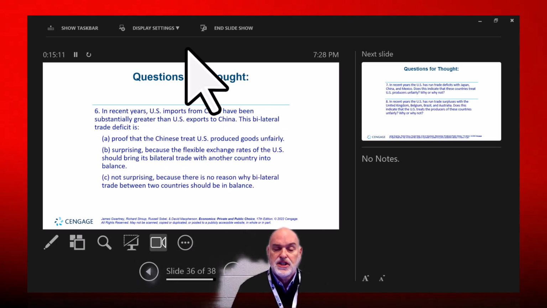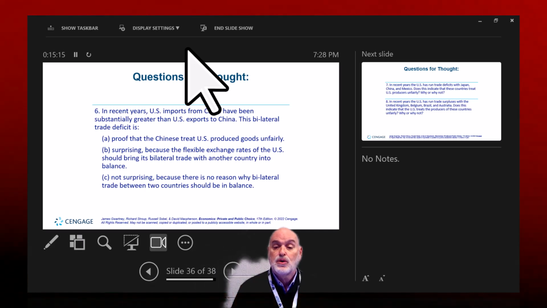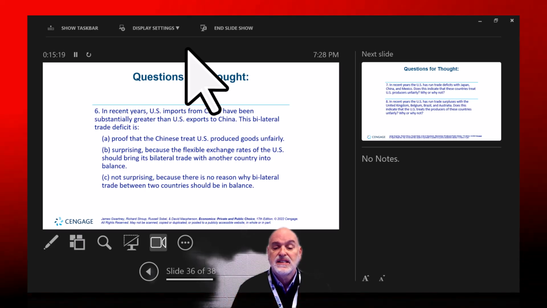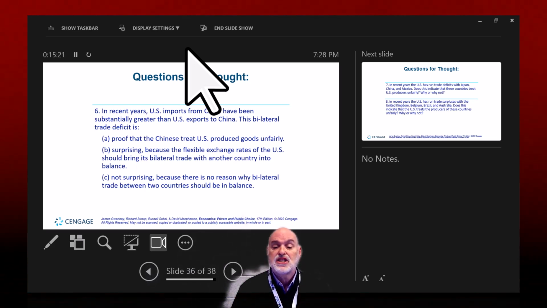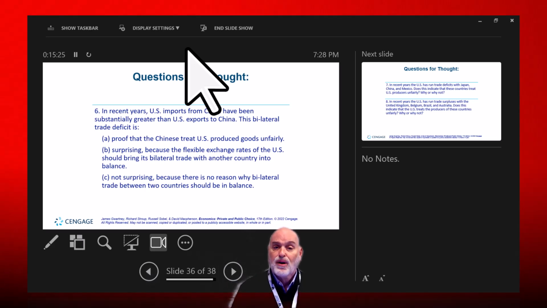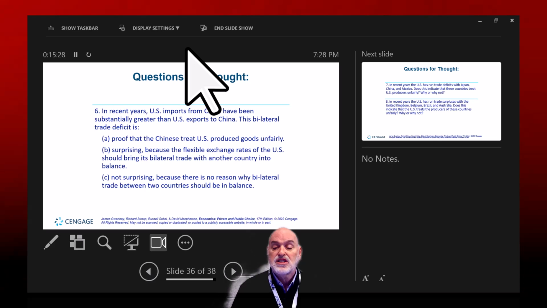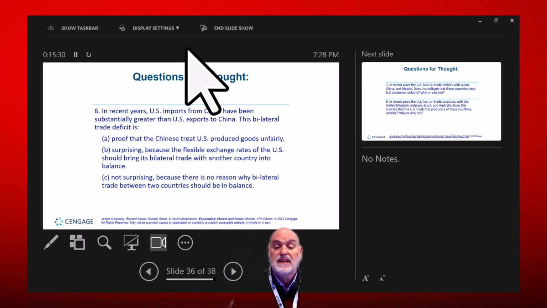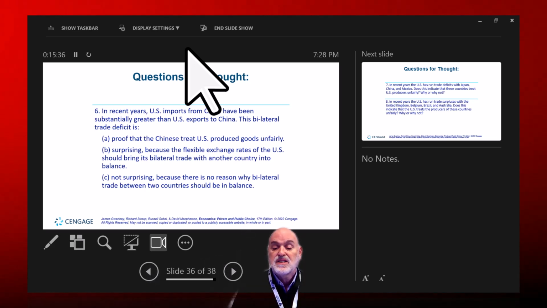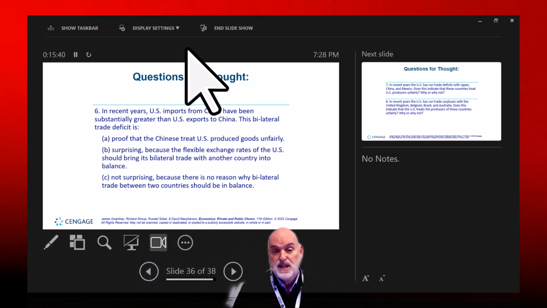Number 6, in recent years, U.S. imports from China have been substantially greater than U.S. exports to China. This bilateral trade deficit is A, proof that the Chinese treat US produced goods unfairly, B, surprising because the flexible exchange rates of the United States should bring its bilateral trade with another country into balance, C, not surprising because there is no reason why bilateral trade between two countries should be in balance.